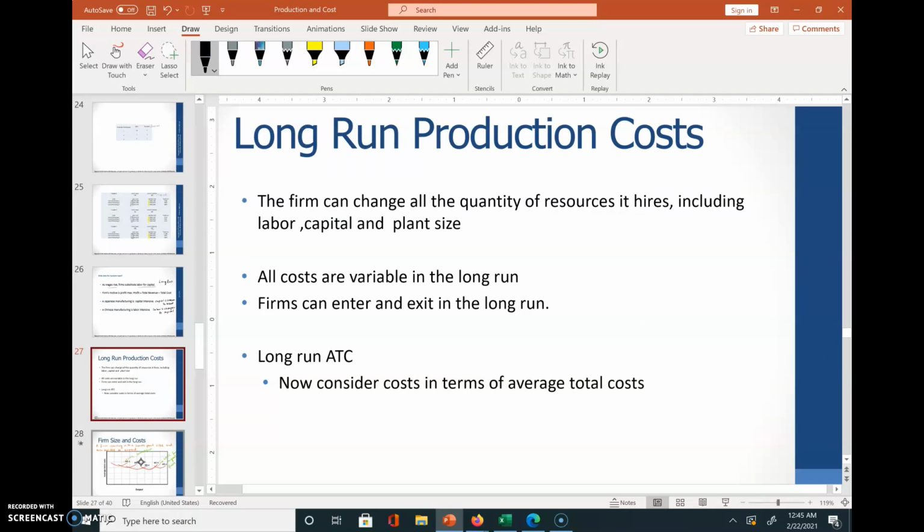Alright, so the long run production cost, we already went over this. All costs are variable. Firms can enter and exit in the long run. Now we are going to look at long run average total cost. The long run average total cost is equal to the long run total cost over the output level.